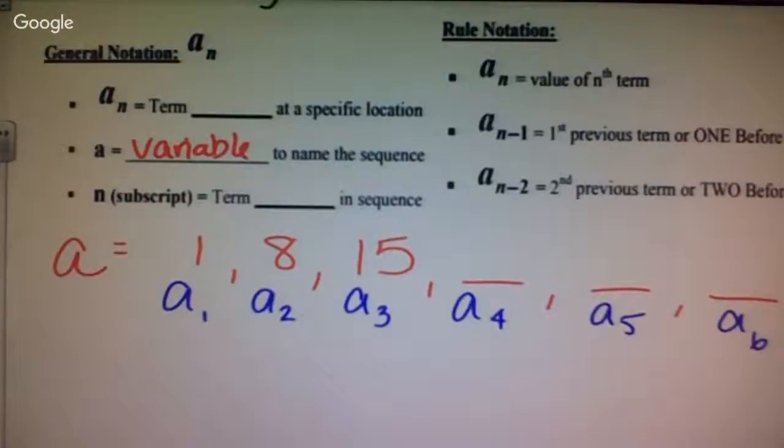So n represents the term location. Where is it? And A sub n represents the term value. In other words, A sub 1 equals 1. That means the first number in the sequence A has a value of 1. Have I completely lost anybody yet? Have I somewhat lost people? Kind of, sort of, a little bit.